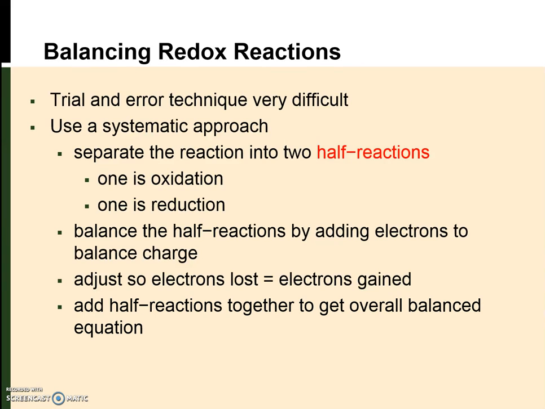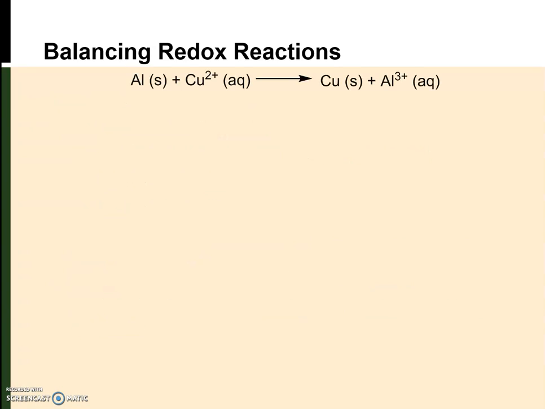Once we have the number of electrons in each reaction equal to each other, we're going to add the two half reactions together to give the overall balanced equation. And because there are the same number of electrons being transferred in each step, the electrons will cancel. So let's look at an actual example.